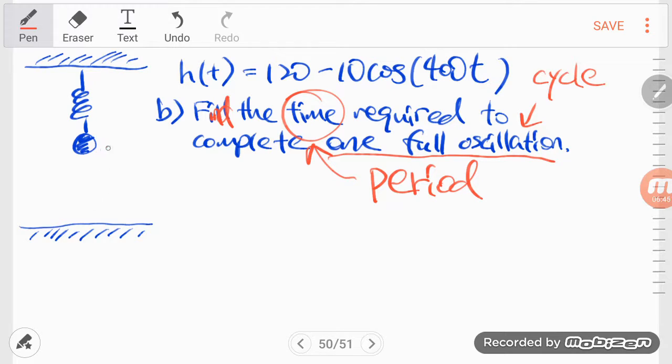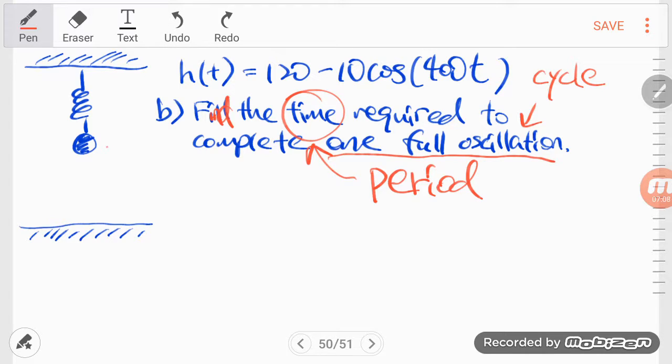How long does it take to complete one full cycle? For example, maybe the ball starts from here, and then it moves down, hits the minimum, goes back up, comes back there, goes up, hits the maximum, goes back down, back to the original place. So how long does it take for this complete oscillation, complete cycle?